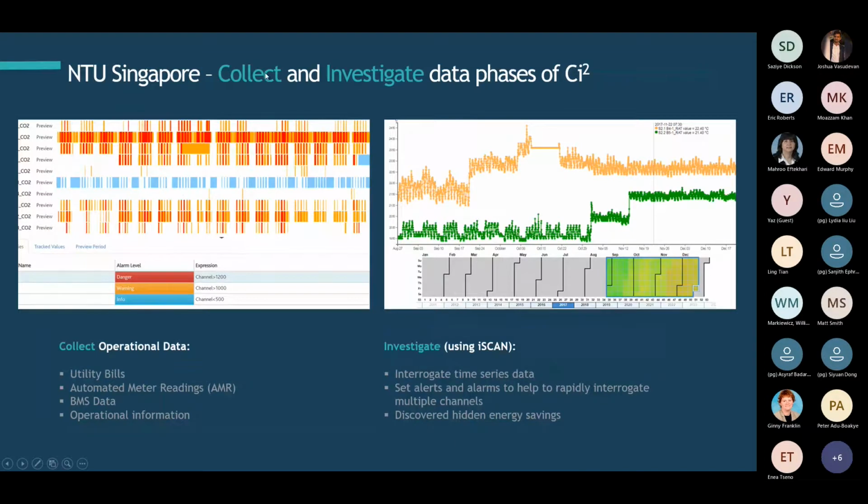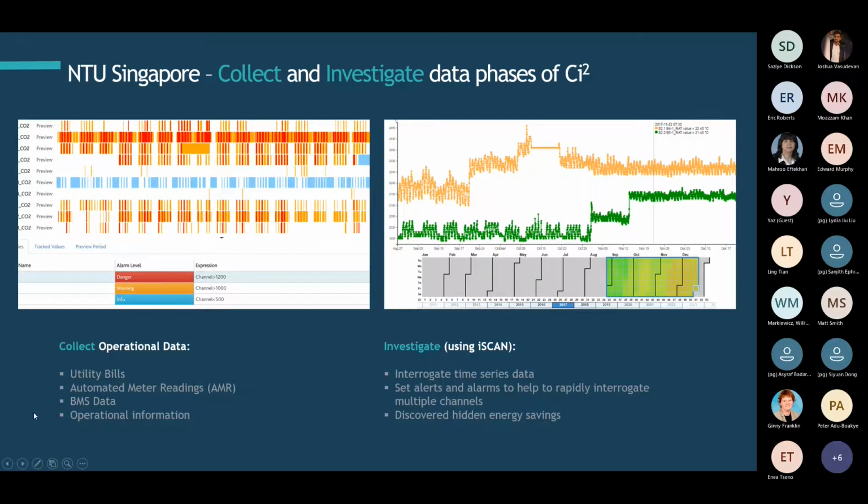Then after that, we went into a far more detailed appraisal than the campus-wide approach. We started looking at buildings, and we have this process we call CI squared. This is something we use internally at IES. IES love an acronym. CI squared is collect and investigate, and then compare and invest. So the first stage of this is collect and investigate. You collect the data, and then you investigate it.